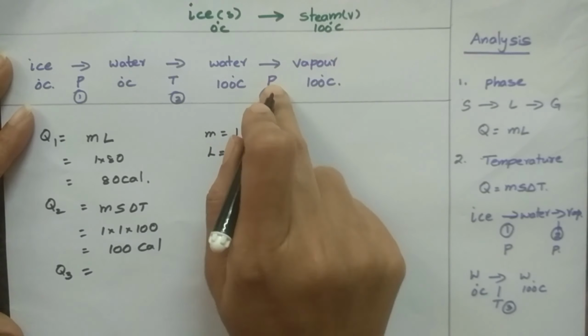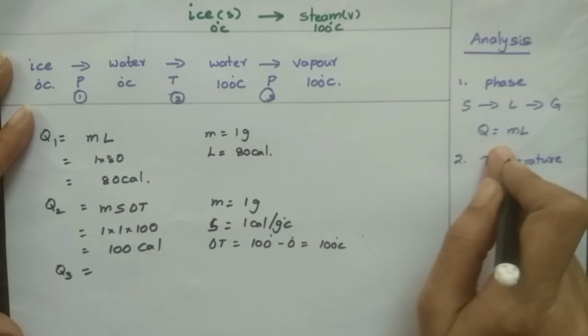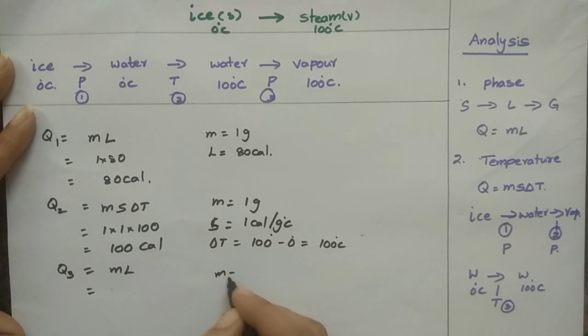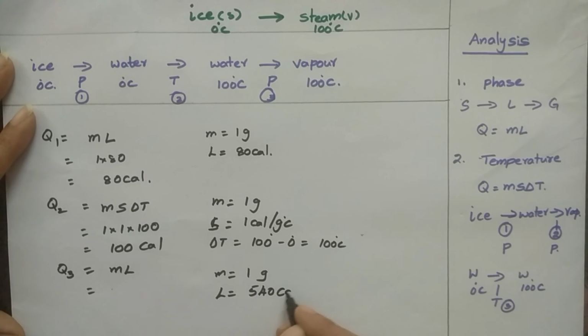You have to use the formula mL. Q3 is equal to mL, where m is again 1 gram of water and L is latent heat of vaporization of water, 540 calories. So 1 into 540 is equal to 540 calories.